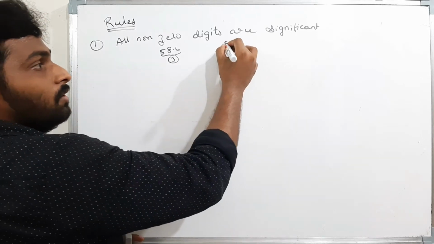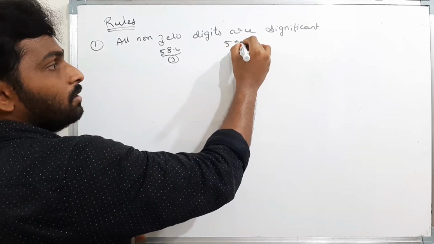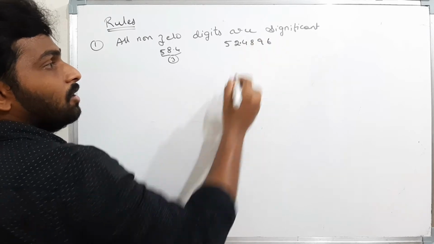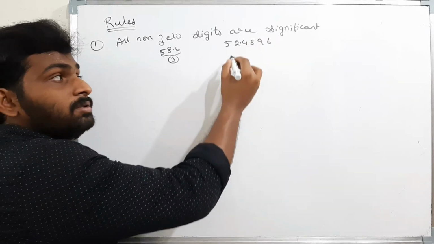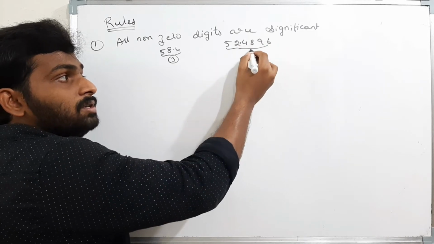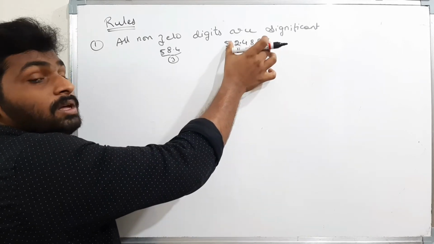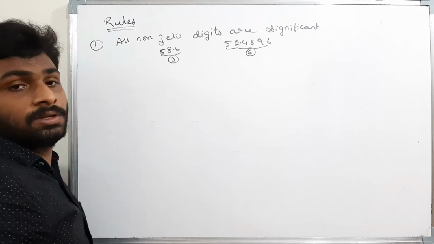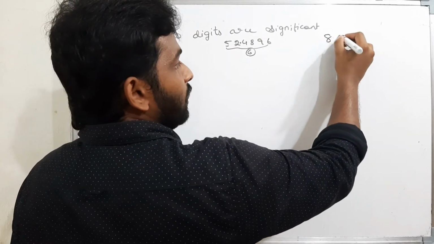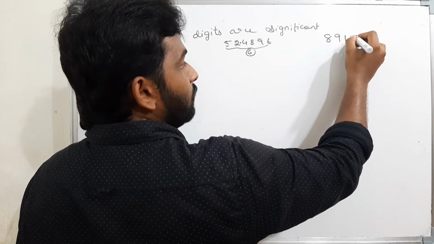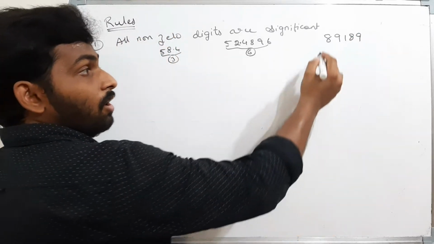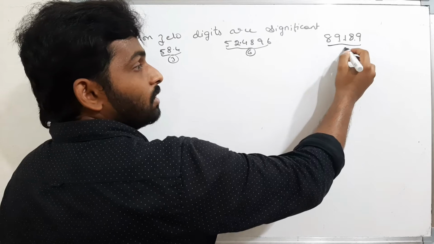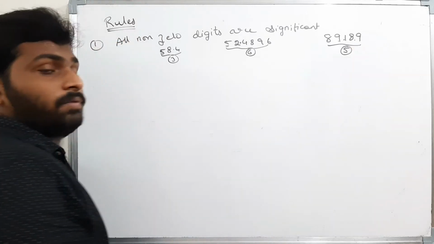Now in this 52.4896, how many? Here all are non-zero digits. Therefore, how many digits are there? 1, 2, 3, 4, 5, 6. There are 6 significant figures. Now if we take one more, 89.189. How many significant figures? All are non-zero digits. Therefore, significant figures are 5.